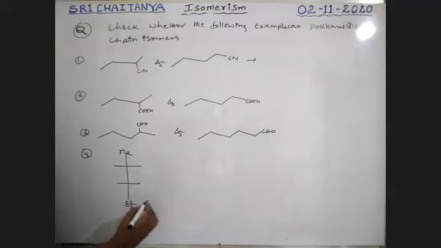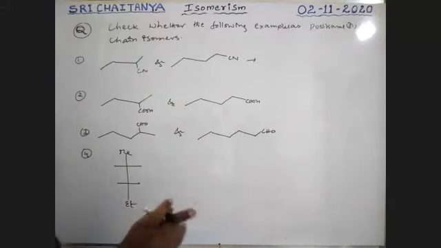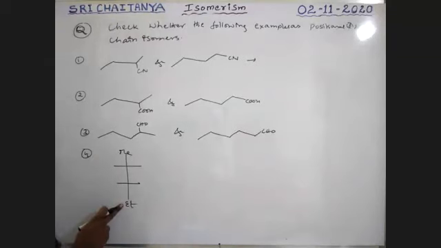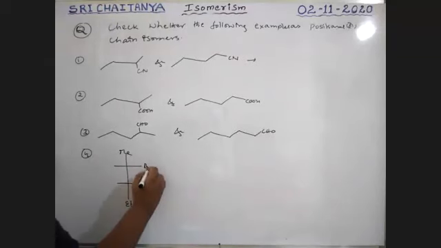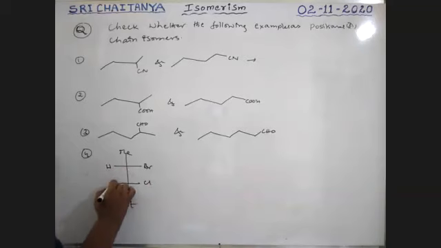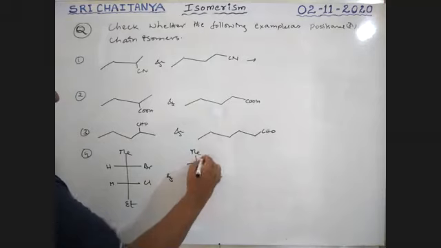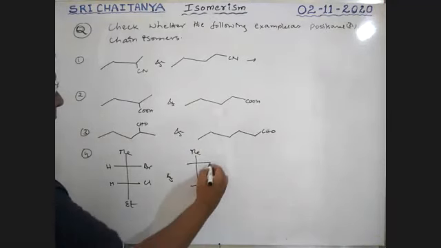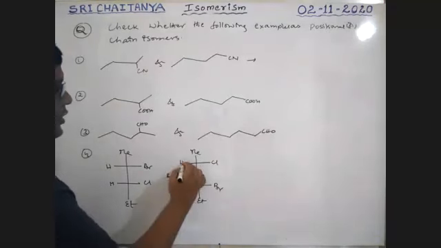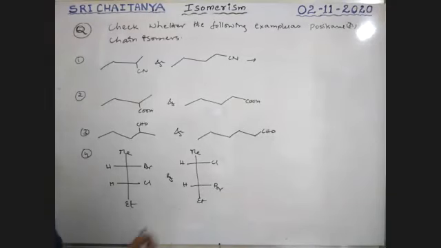ME means methyl, ET means ethyl. I'm taking Br, Cl, H and H, and ME, ET. Here Cl, here Br, H and H. Here Br. Okay. Tell me, boys.